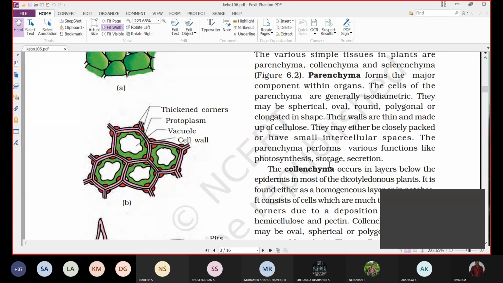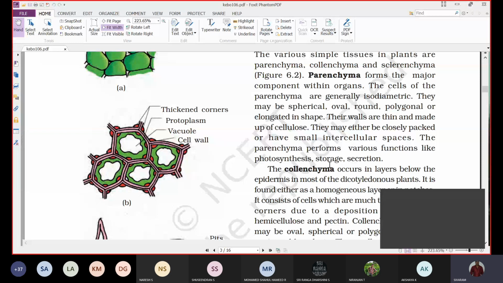And next, their walls are thin and made up of cellulose. The cell walls are thin and made up of cellulose, which is the primary character of plant cells. Cellulosic cell walls, they are thin and made up of cellulose.